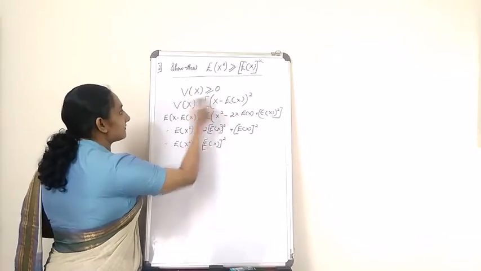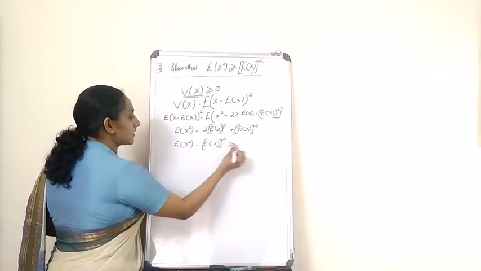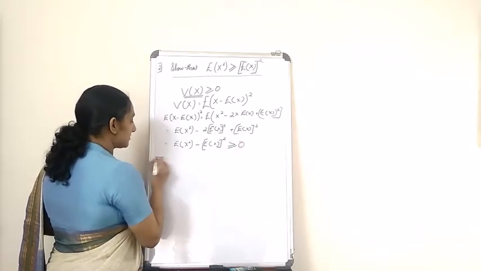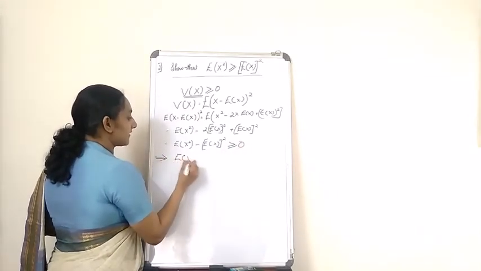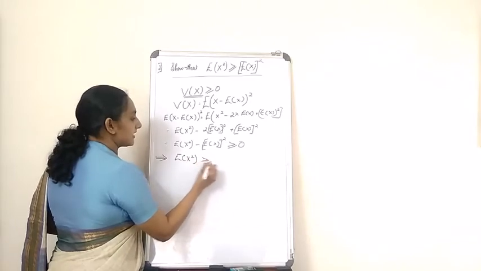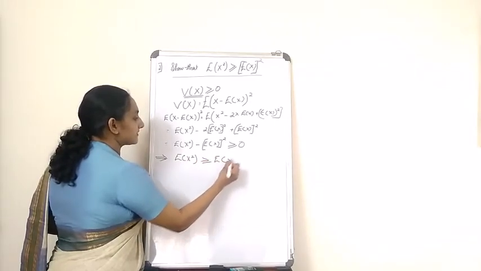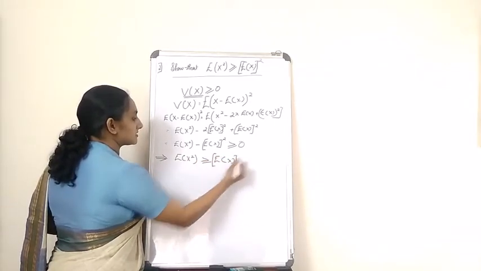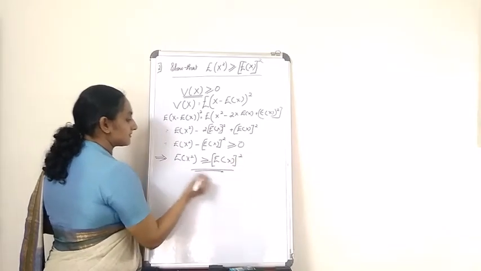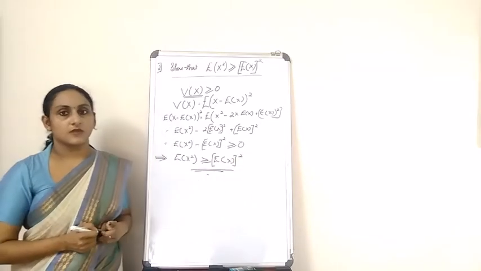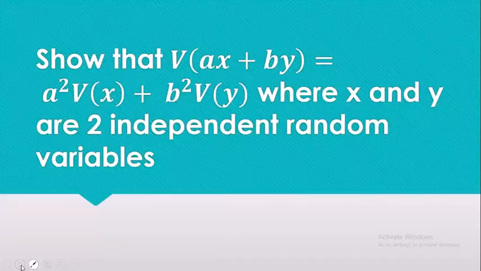We have come from here, so it is known that variance of X is greater than or equal to 0, so I am going to write it like this, which implies that expectation of X squared is greater than or equal to expectation of X the whole squared. So hence the result. I hope you have understood this result.